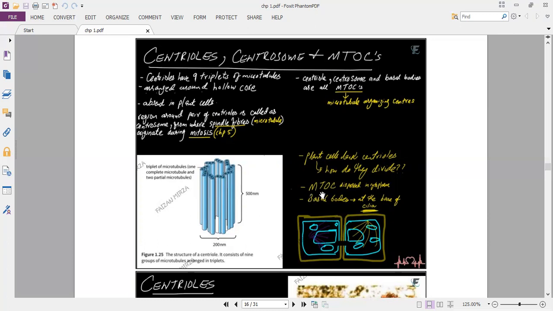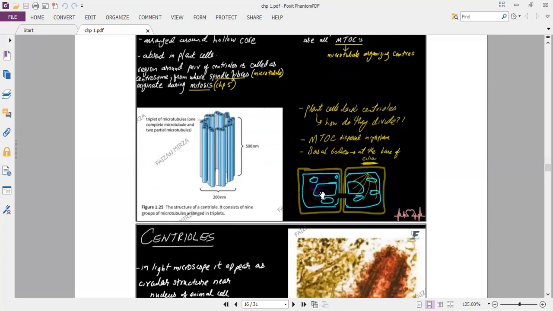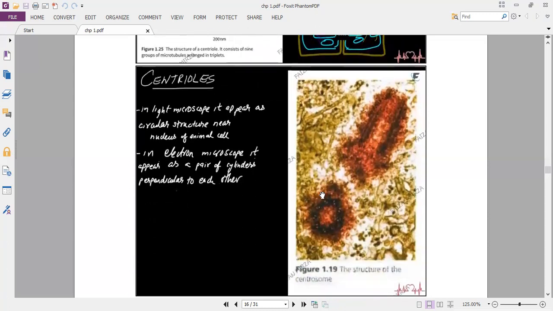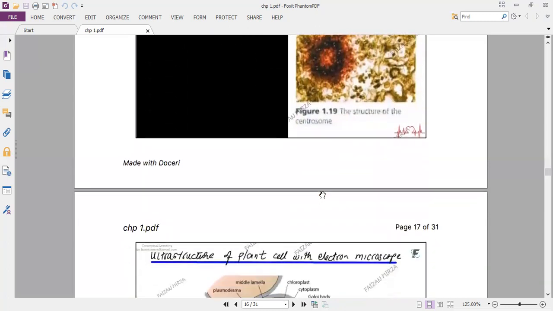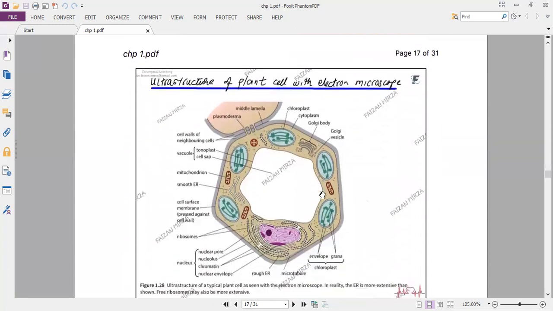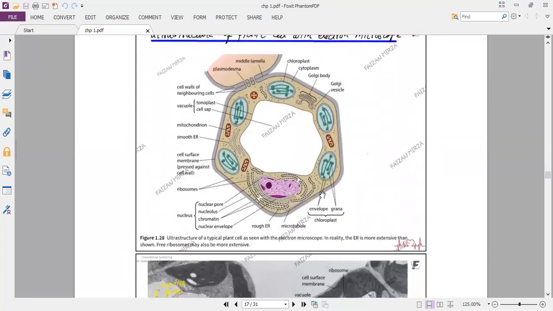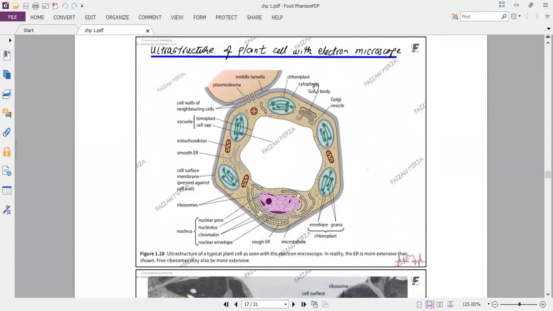Plant cells have MTOCs, which are just dispersed in the cytoplasm and carry out the same function as the centriole or centrosome. It's just that they are not visible as centriole or centrosome. They are not aggregated in that way. If you look at the ultrastructure of plants in an electron microscope, you see almost all the cell structures except for centrioles present in the plant cell.